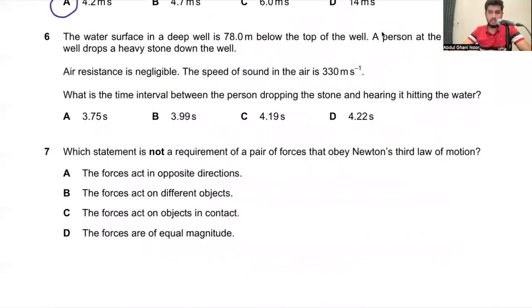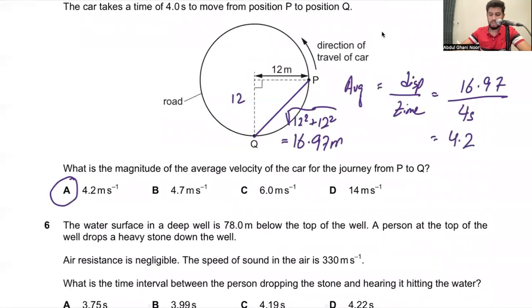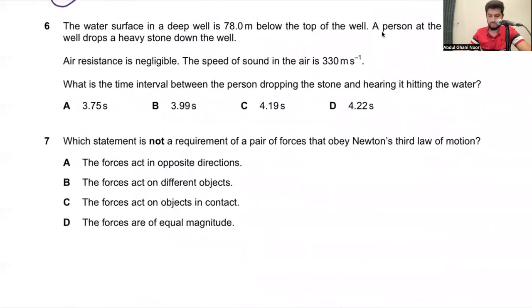Question number 6 is, why not consider the circumference, the smaller sector? Because displacement is always in a straight line. That is why we're not taking this curved path.